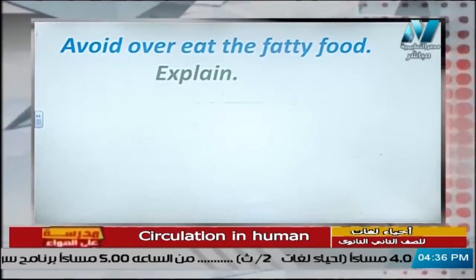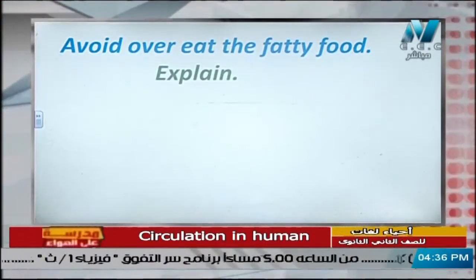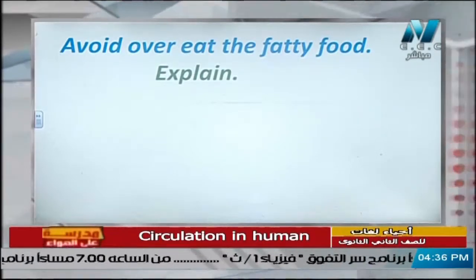Next question. Avoid overeating fatty food, explain. We should decrease the lipids generally in food, I reduce the fats in my diet, especially the derived lipids like cholesterol, because they contain cholesterol. So what is the problem? The rate of lipids increases in blood vessels, so the lipids will accumulate and precipitate in the arteries and veins.